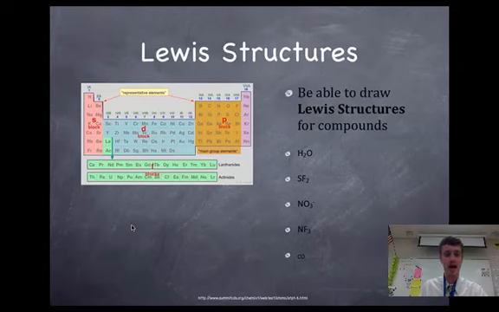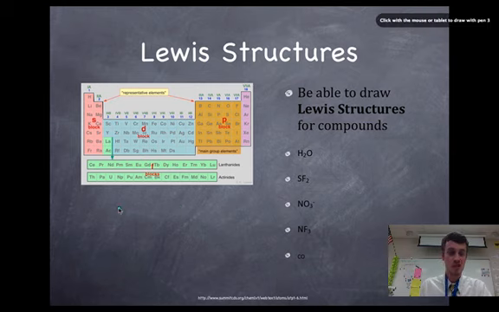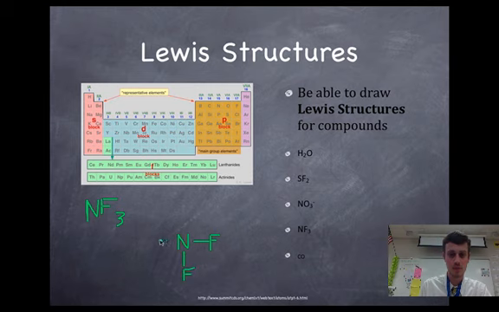Example that we did in class, the very first example when we learned this material. I would say this one's actually a pretty basic example. Your final structure that you should get is N bonded to 3 fluorines. Each of my fluorines is going to have 6 dots on it. I forgot 2 on this one. So each of my fluorines has 6 dots.